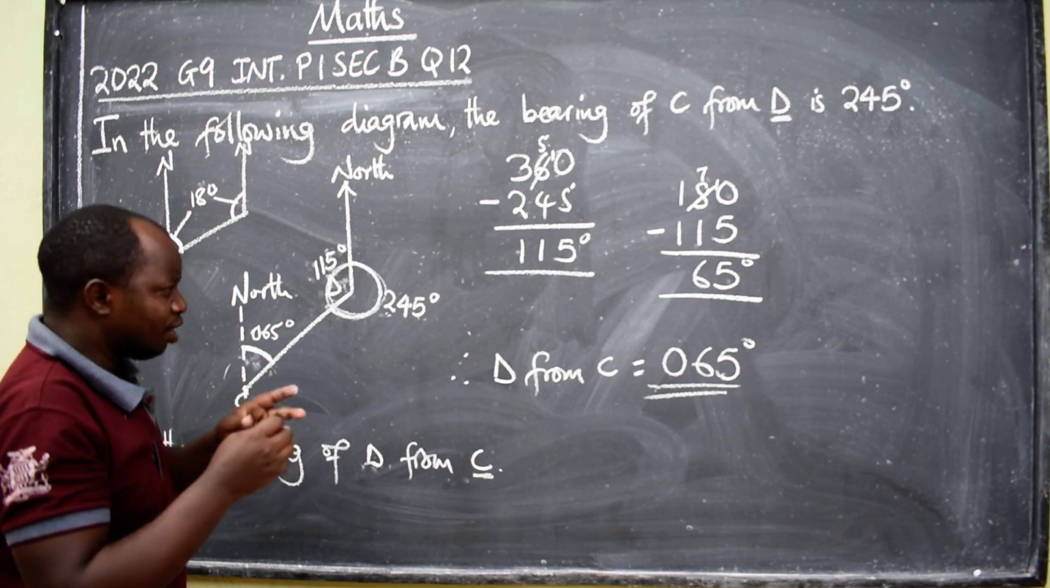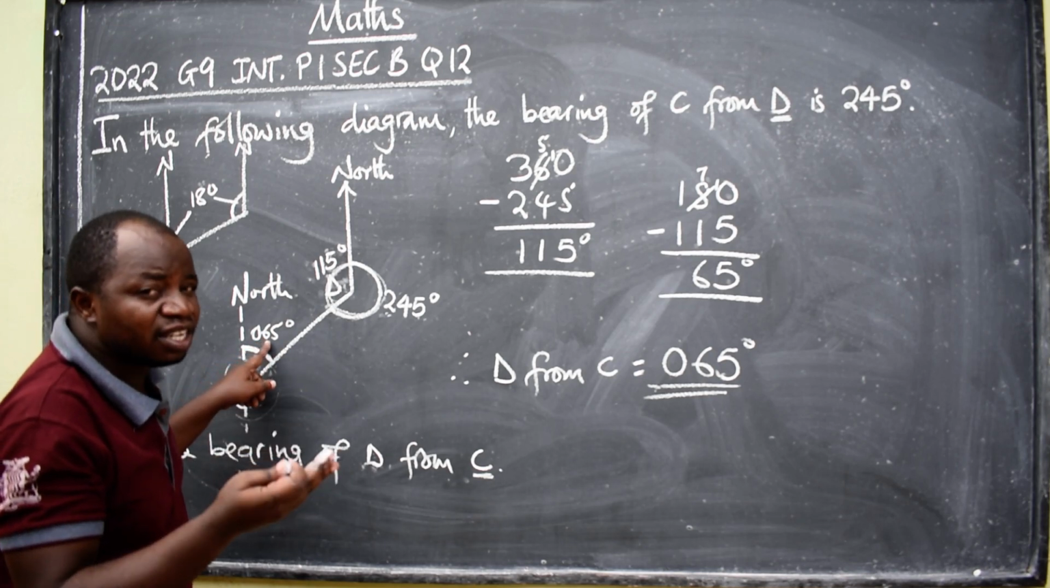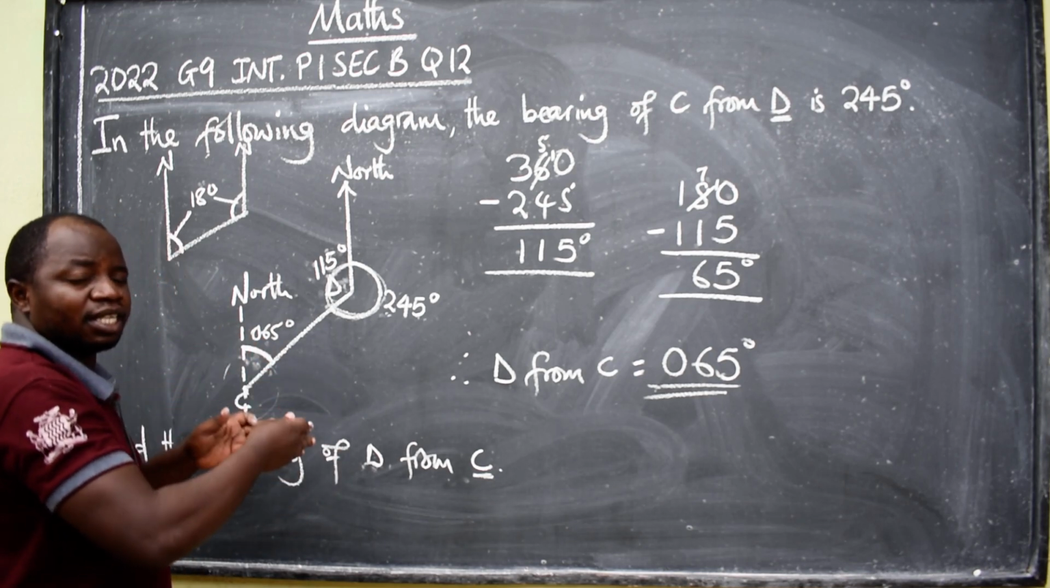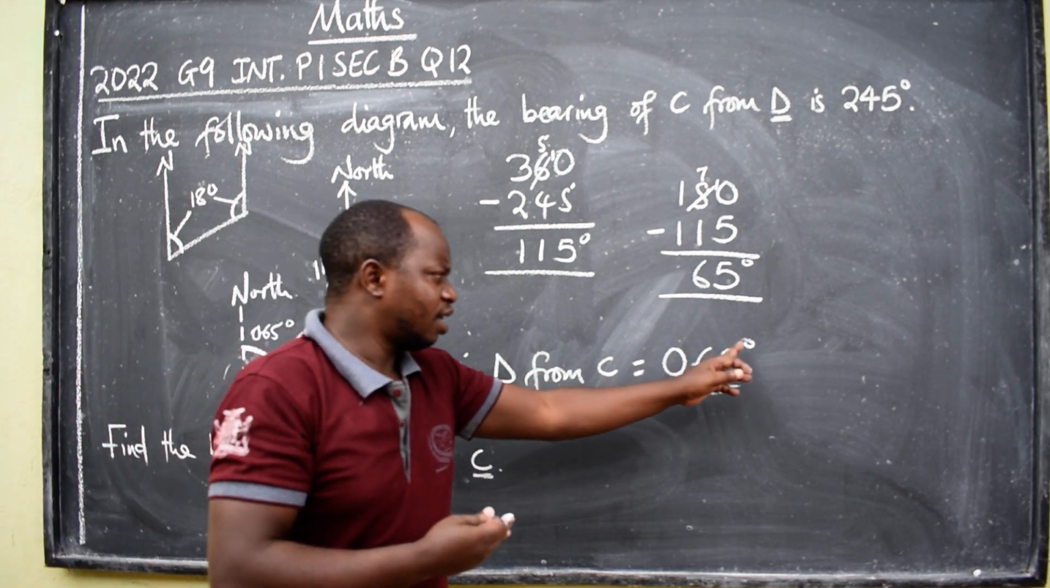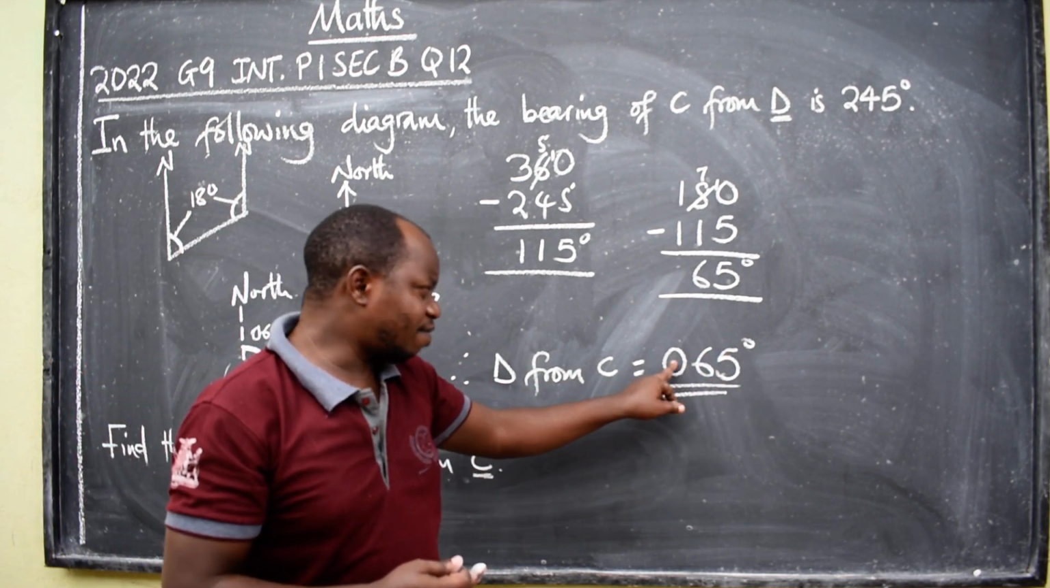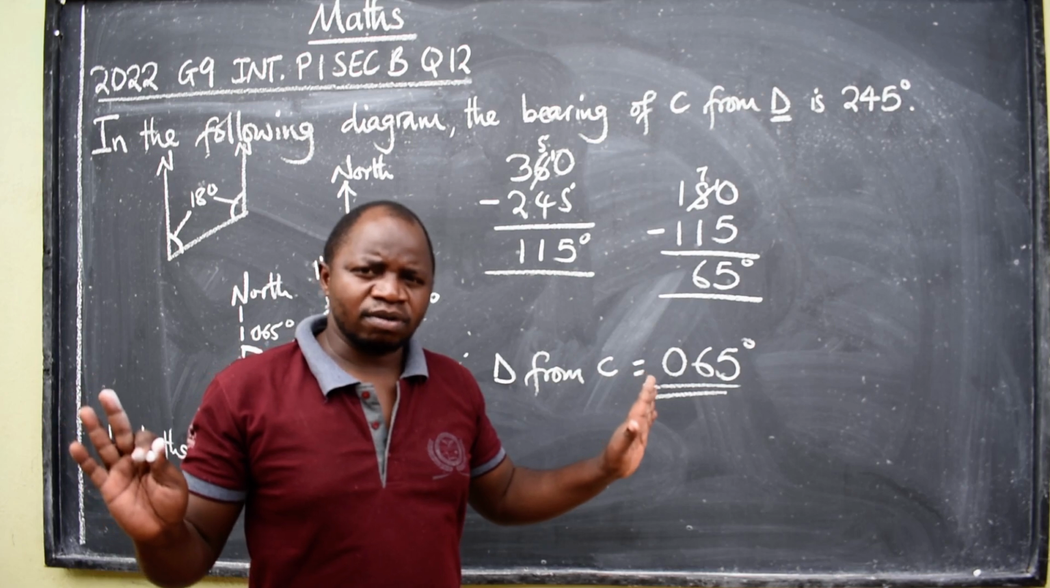But be careful, you are not going to say 65 degrees. It will be 065 degrees. Make sure you do not leave out this 0, or we mark it wrong.